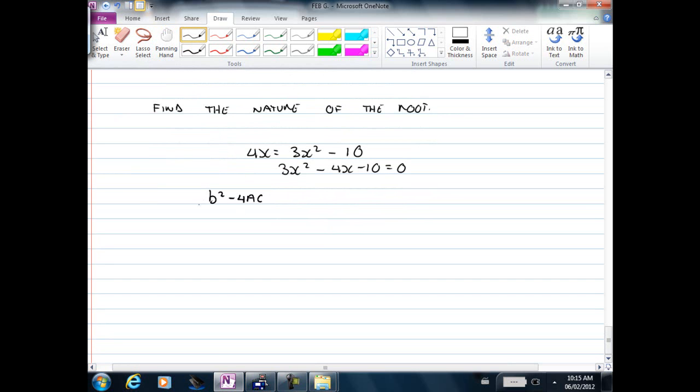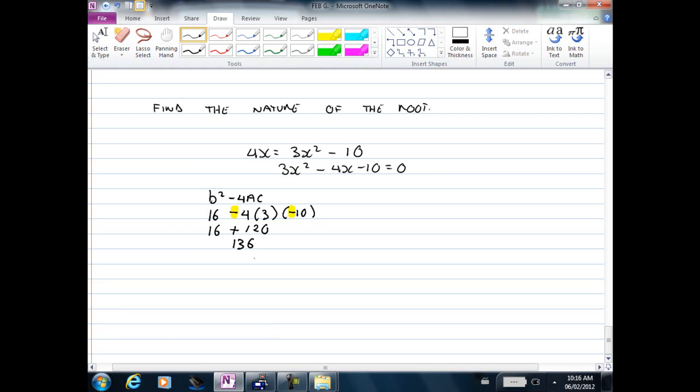Guys, plug this in and tell me what number it is. B squared is 16 minus 4 times 3 times negative 10. See, look what I'm doing. Okay, no tricks. 16 plus 120. The reason why it's a plus is because I have a negative sign here and a negative sign here. So my nature of the root is 136. Amar, if it's 136, how many solutions do I have?